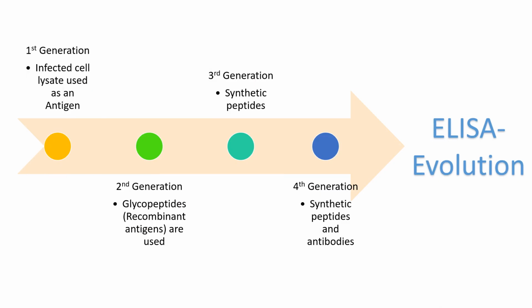Then, how ELISA evolved. The first generation used infected cell lysate as an antigen in ELISA. In the second generation, recombinant antigens were used. In the third generation, there were synthetic peptides. And now the fourth generation, in which synthetic peptides and antibodies are used.